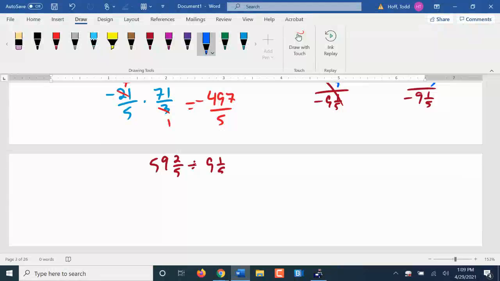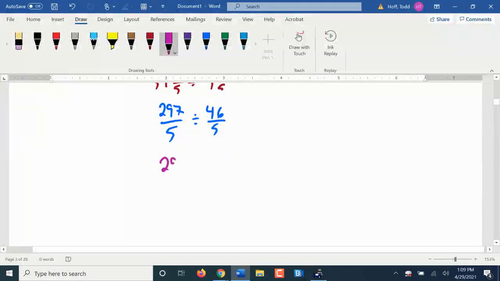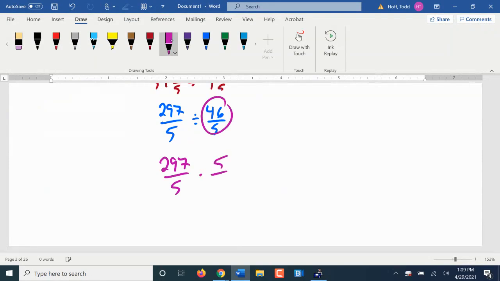59 times 5 is 295, plus 2 is 297 over 5. Divided by 9 times 5 is 45, plus 1 is 46 over 5. The 297 over 5 stays the same. We take the reciprocal of the second one. That'll be 5 over 46. The 5's cross cancel out. The 297 is divisible by 3. Is 46 divisible by 3? It is not. So we're going to leave that as 297 over 46.